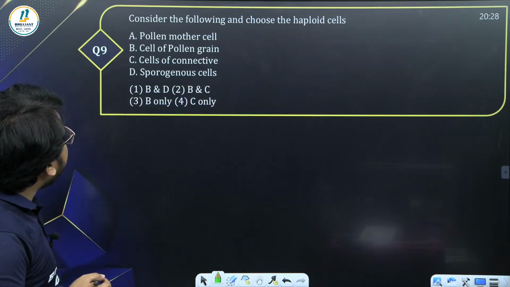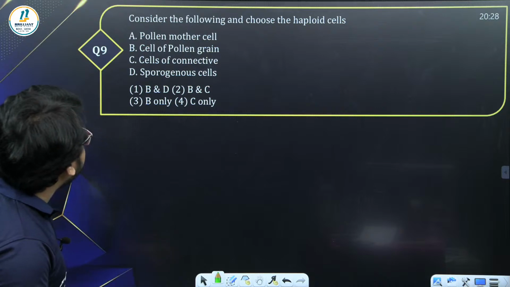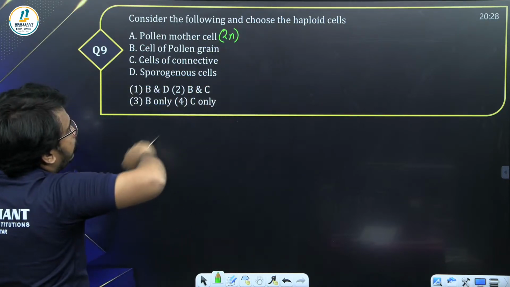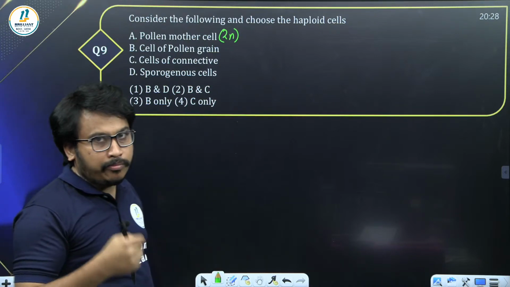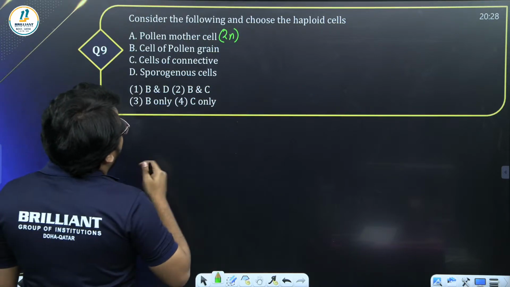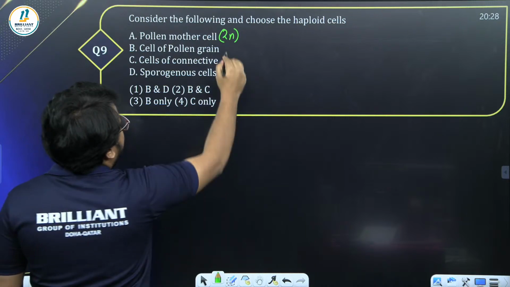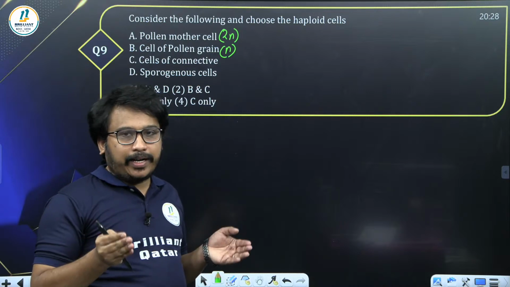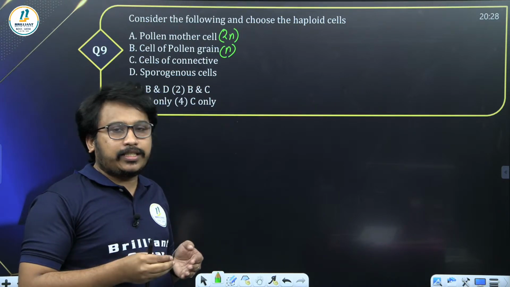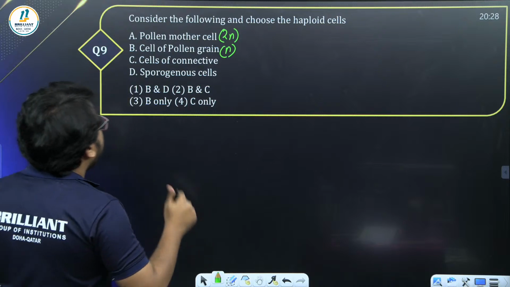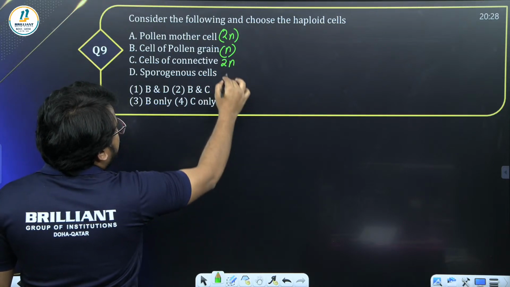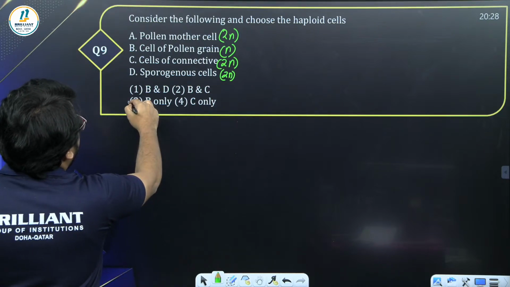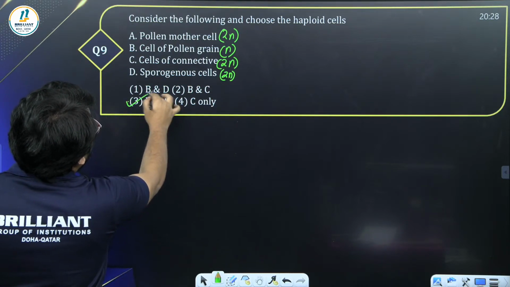Next is, consider the following and choose the haploid cell. Pollen mother cell is diploid, formed from the sporogenous tissue. They undergo meiosis. Cells of pollen grain, vegetative cell, generative cell or the male gametes, they are haploid. Cells of connective, epidermis, endothelium, middle layer in the anther, all these are diploid. Sporogenous tissue is also diploid. So ploidy based questions you can also expect. The answer is B only.